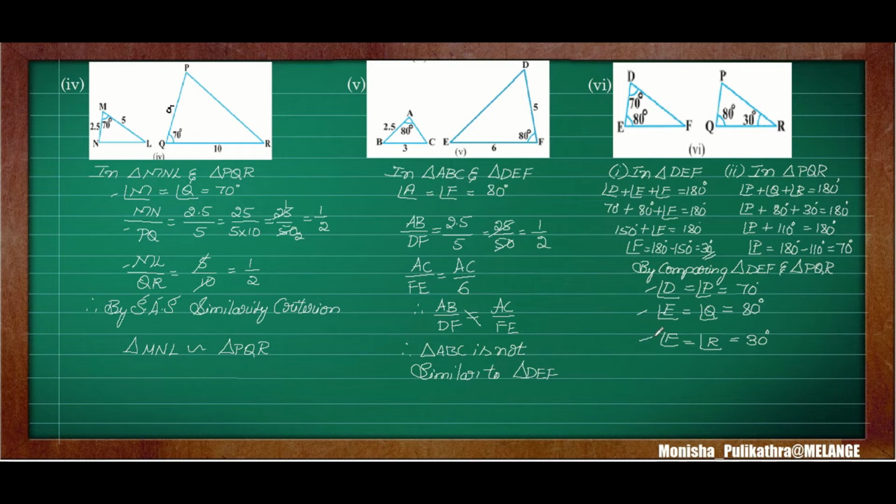Since three angles are equal, by the AAA, that is angle similarity criterion, triangle DEF is similar to triangle PQR. I hope you understood this. If it comes to your board exam, do it correctly.